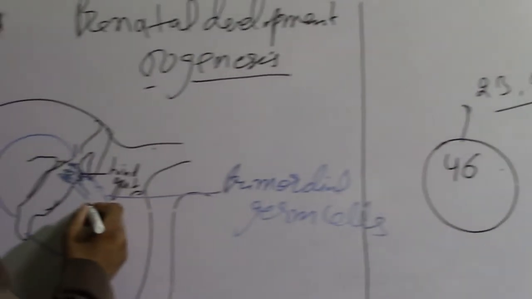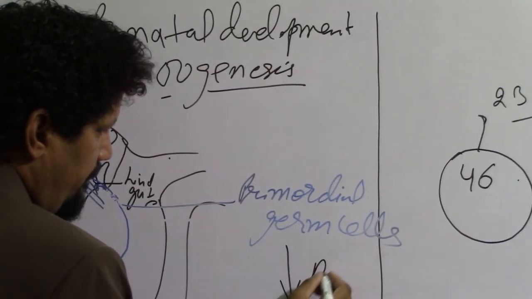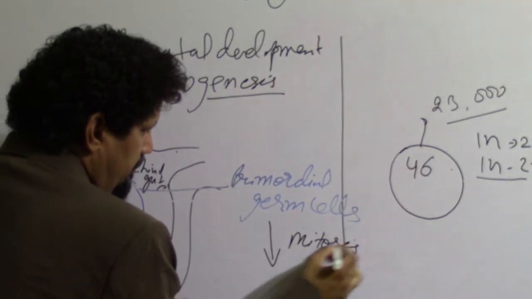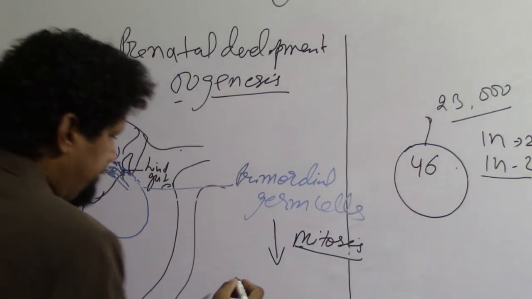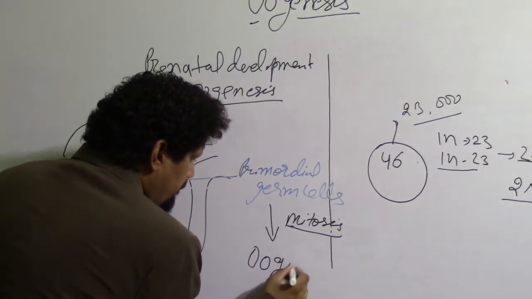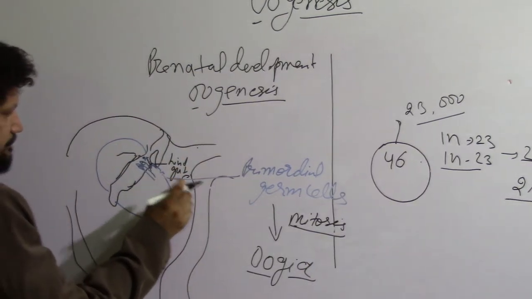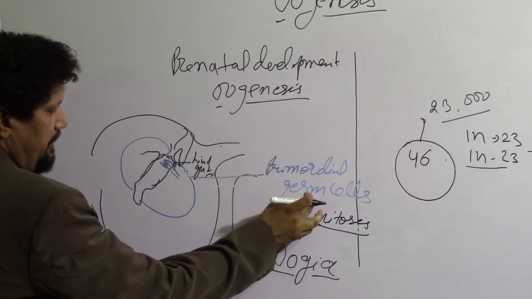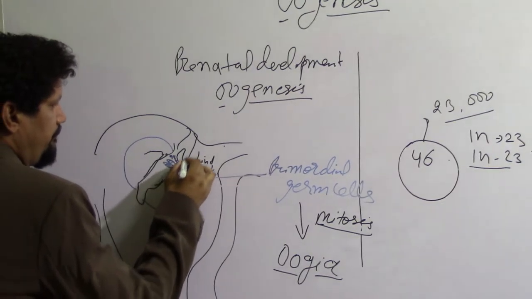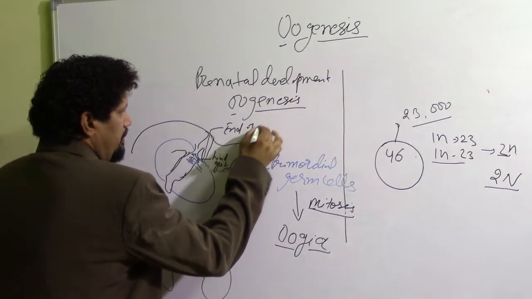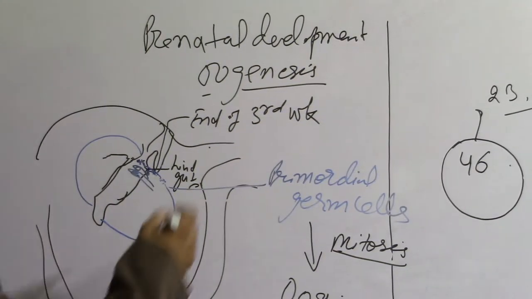So these germ cells divide by mitosis and are transformed into another form of cells known as oogonia. This transformation of primordial germ cells starts at the end of the third week, or in the first part of the fourth week.